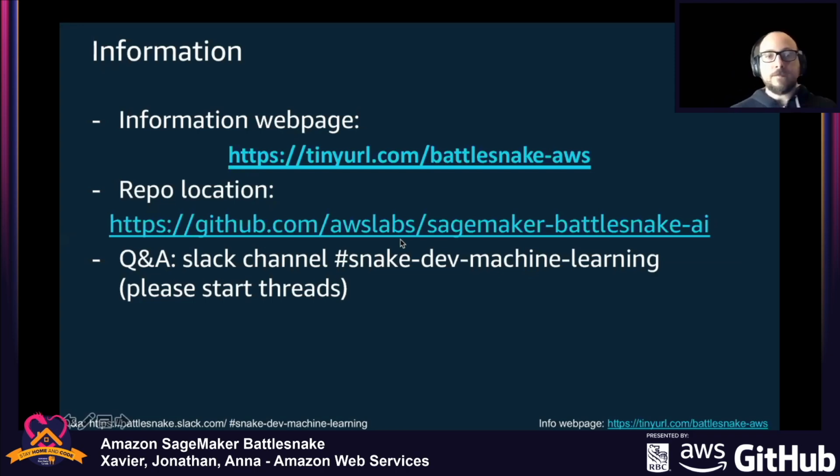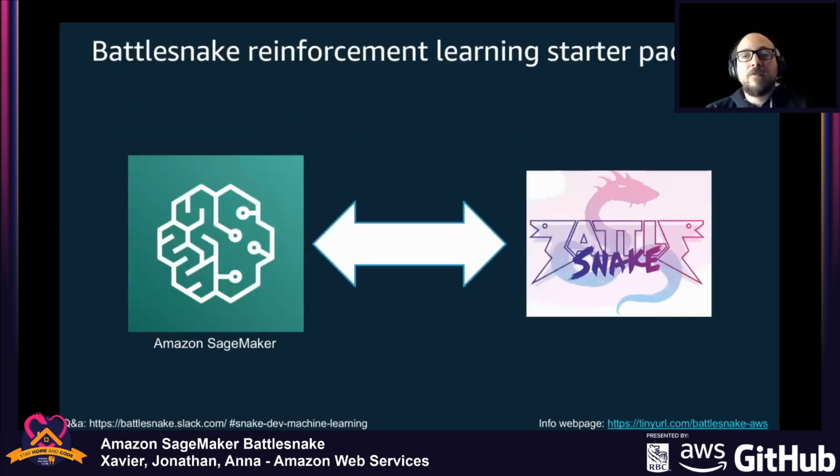Okay, so now about Amazon SageMaker, AWS, and Battlesnake. AWS stands for Amazon Web Services, and is one of the sponsors of the Battlesnake events. We have been a sponsor since last year, and we provide infrastructure solutions for any companies that have needs for IT infrastructure.